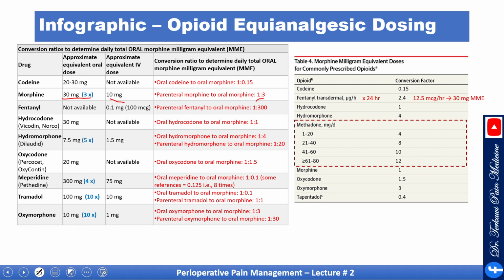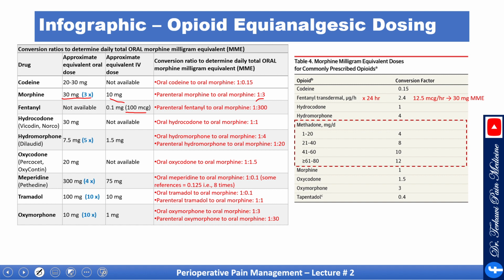Fentanyl is not available as oral, but it is as an IV. So 100 mic usually is, we'll see, 10 times more than IV morphine and 300 times more than the oral morphine. It's very potent, 300 times more than the oral morphine.